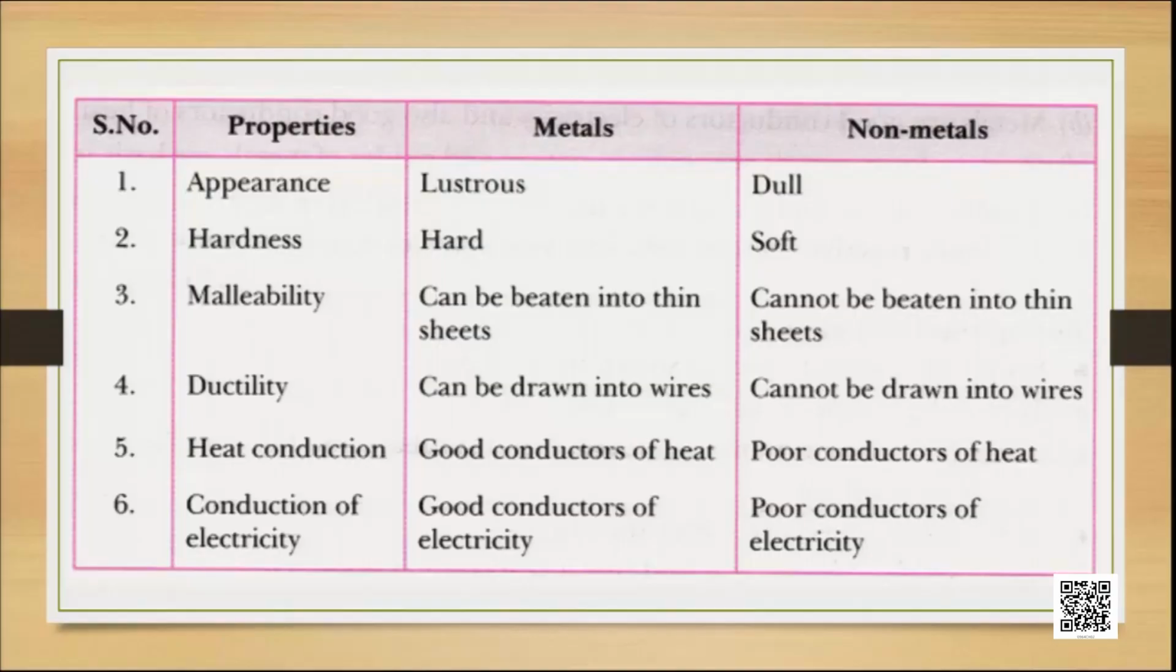For example, you must be knowing that the chocolate wrappers are nothing but your aluminum foil. We use aluminum foil for wrapping foods. So aluminum is a metal which has been converted into thin sheets. Coming to the next property, that is ductility. Metals can be converted into thin wires. They can be drawn into thin wires.